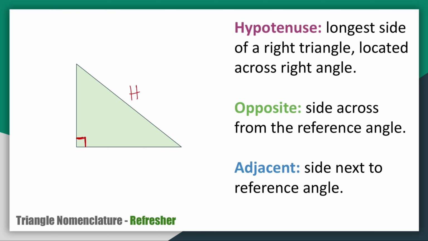So if I'm referencing this one, the opposite side is here, and the adjacent side is right next to it. You can see very clearly which one's opposite and which one's adjacent. But if I change it and I make this my reference angle with theta, then all of a sudden this one becomes my opposite and this one becomes my adjacent. So those two are going to move depending on which one you're trying to talk about. But the hypotenuse is always opposite of the right angle, and that does not change.